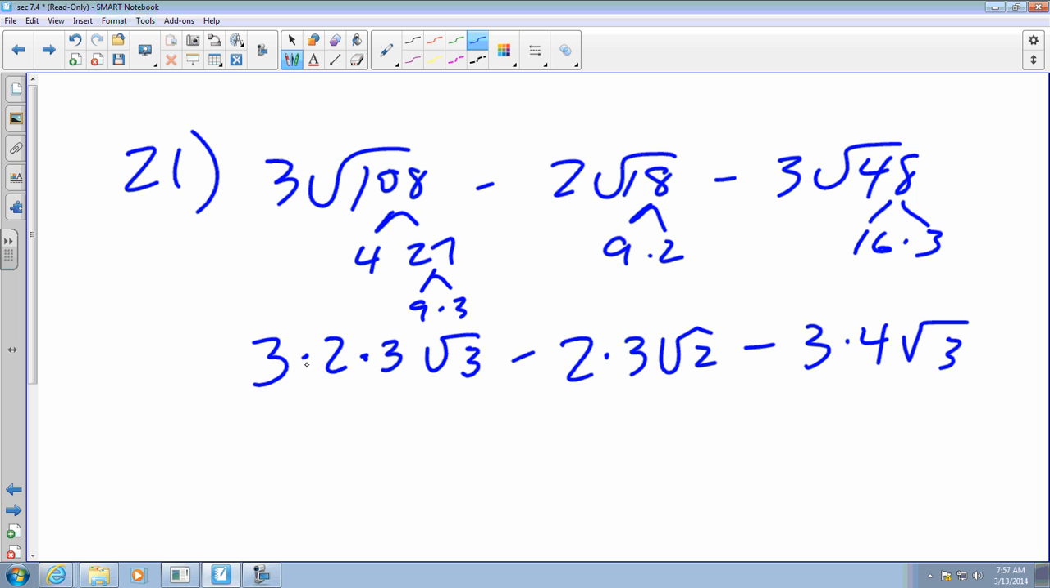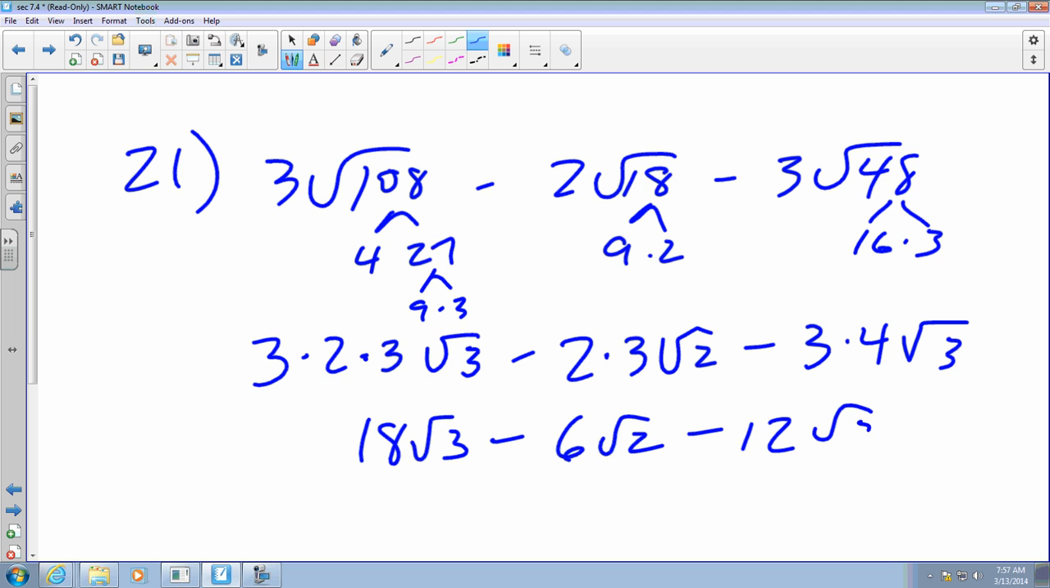Let's do some simplifying. 3 times 2 is 6. 6 times 3 is 18 square roots of 3. Minus 2 times 3 is 6 square roots of 2. 3 times 4 gives me negative 12 square roots of 3. We can put square roots of 3 with square roots of 3. So 18 minus 12 gives me 6 of them. And minus 6 square roots of 2.